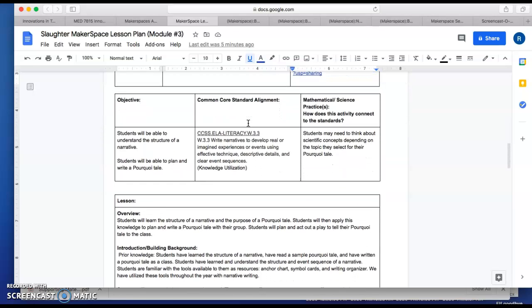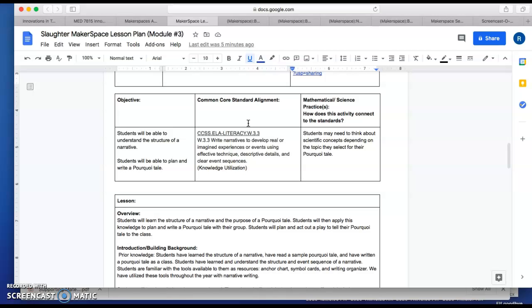So our objectives are that students will be able to understand the structure of a narrative, and students will be able to plan and write a pourquoi tale. The Common Core standard that is used during this lesson is a third grade writing standard. They will write narratives to develop real or imagined experiences or events using effective technique, descriptive detail, and clear event sequences.